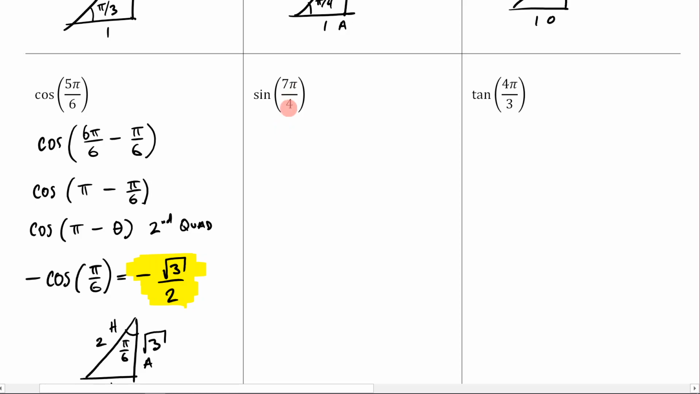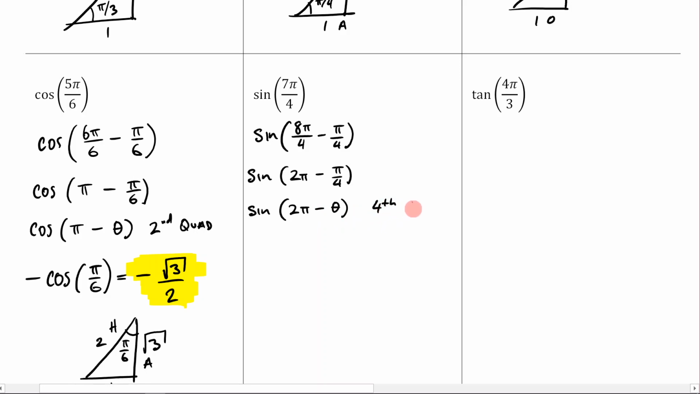All right, so what we're going to do here is yet again break it up so it looks like something I'm familiar with. So we're going to go sine, and I'm going to go 8 pi on 4 minus pi on 4. Now sine of 8 pi on 4 is 2 pi minus pi on 4. And what I really want you to recognize here is that that is the same thing as this, 2 pi minus an angle. And we know that that corresponds to my fourth quadrant. So this is what we learned in our previous lesson about symmetry properties.